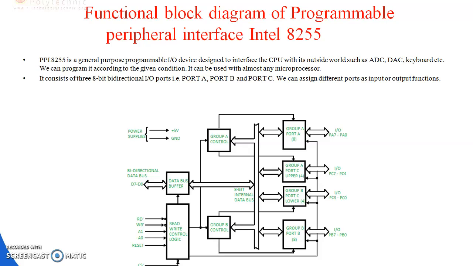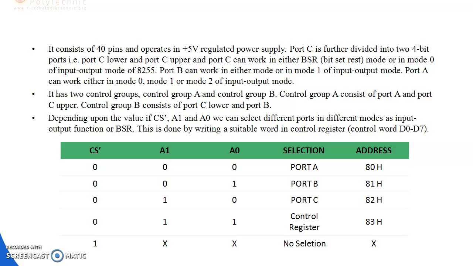Here group A port A and group A port C are under the group A control. Group B port C and group B port B are under the group B control. So this is the block diagram of a programmable peripheral interface, that is 8255. It consists of 40 pins and operates on a plus 5 volt regulated power supply.